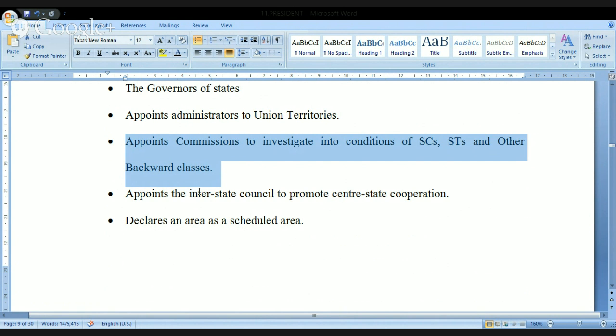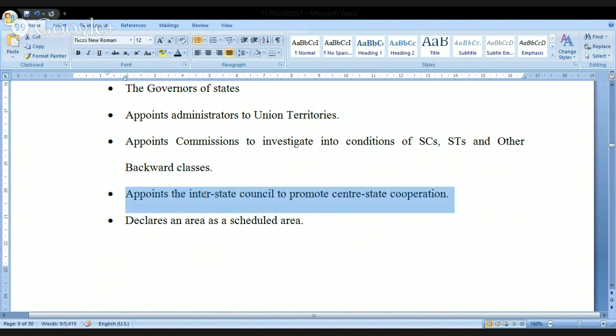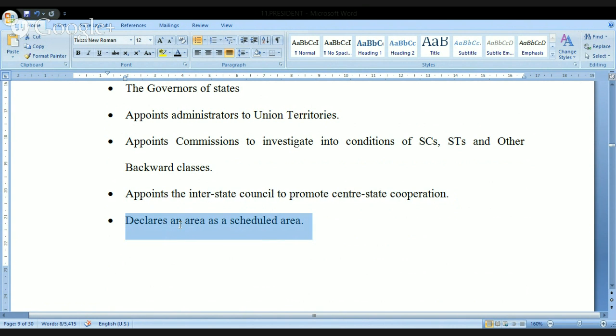Apart from this, the Constitution is also permitting a body called Interstate Council. This is what is mentioned under Article number 263 of the Indian Constitution. Under that, the President appoints the Interstate Council. The basic idea is that it promotes center-state cooperation. And apart from this, the President also has the right to declare an area as a scheduled area.